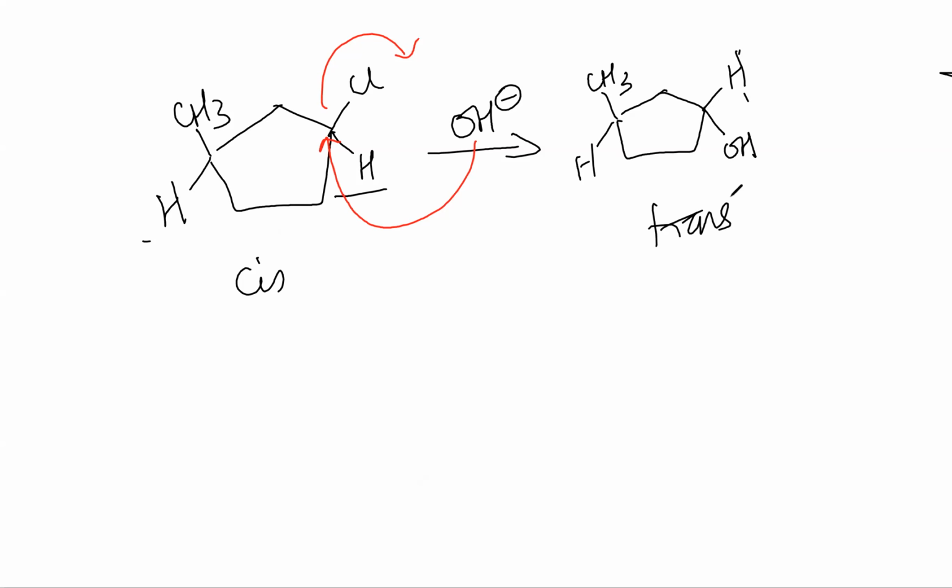All right, so it's a lot easier to see in a cyclic compound, but it's the same thing, that you are flipping the molecule from one state to another, from one configuration to another. So that is SN2 mechanism. Any questions at this point about SN2? Okay.